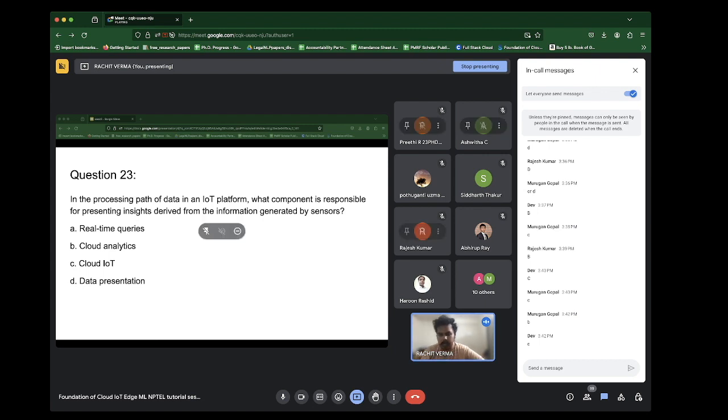Okay, but let's look at this 23rd one. In the processing path of data in an IoT platform, what component is responsible for presenting insights derived from the information generated by the sensors? Is it A, real-time queries, B, cloud analytics, C, cloud IoT, or D, data presentation?